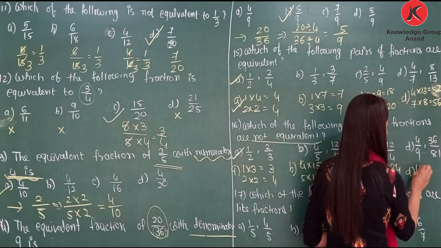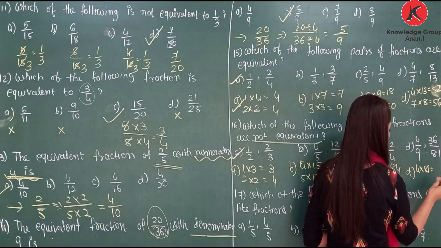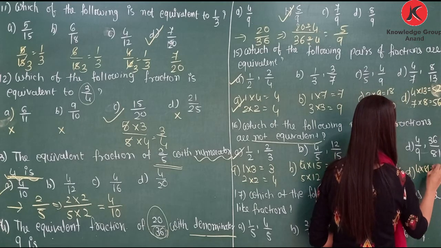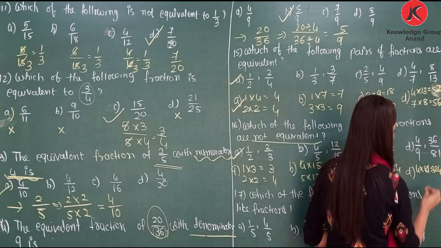Now next, 4 multiply 81. So you will get 324.